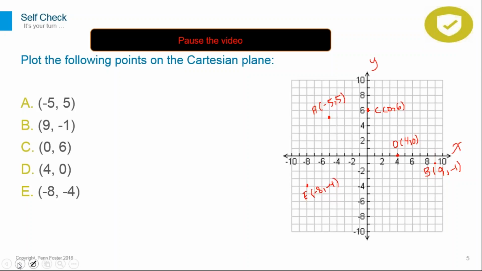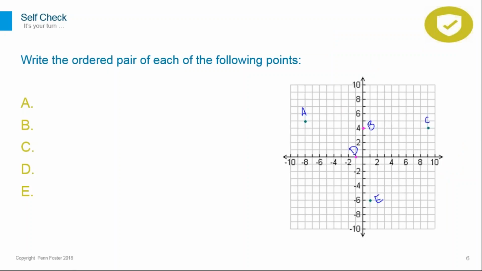Next question. Okay, again, there is a practice question. So we'll read the question, see what is asked for us to do, and then you can pause the video, do the question, and then compare your answer later. Write the ordered pair of each of the following points. So now it's the other way around. You have points plotted on the Cartesian plane, and you need to determine the ordered pair or the coordinates of that point, the x and the y coordinates.